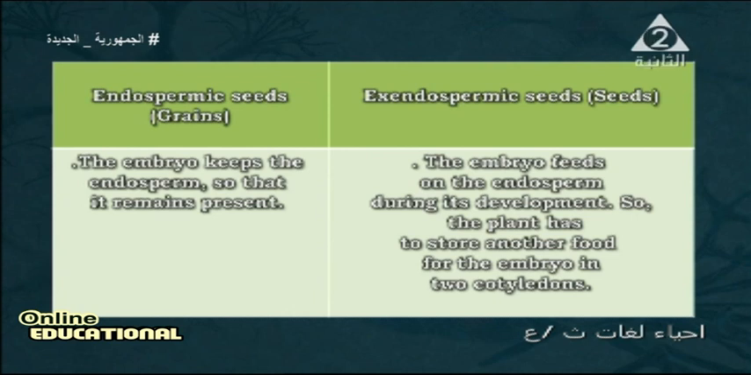So the plant has to store another food for the embryo in the cotyledon. Like the fava bean or beans, seeds that we say store food in the two cotyledons.